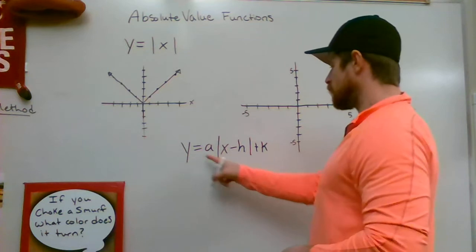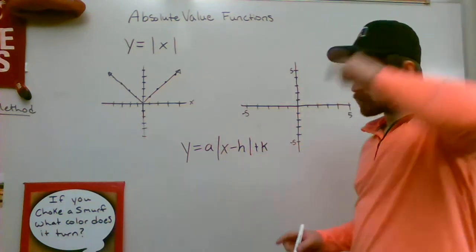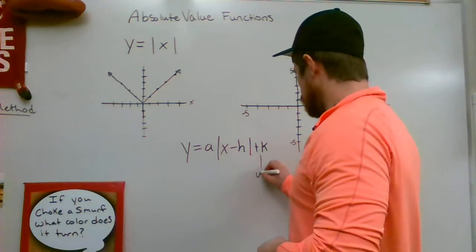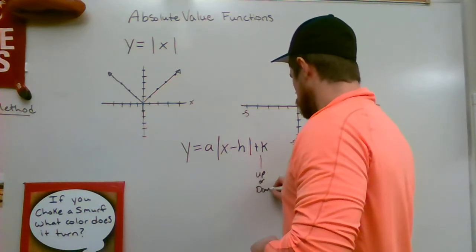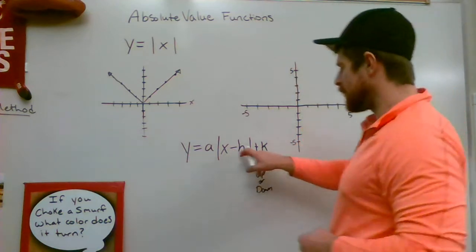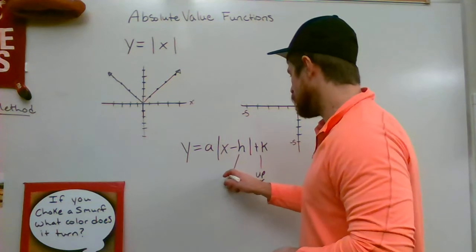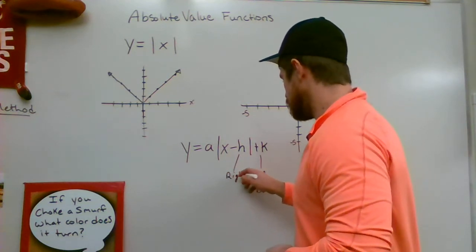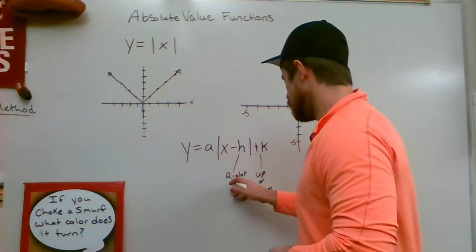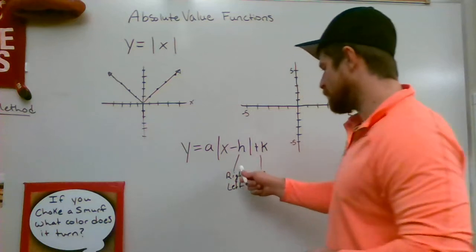Each one of these, A, H, and K, tells us something to do. In my previous video, I showed you that the K tells us how to go up or down. If it's positive, we're going up. If it's negative, we're going down. Negative H, because it says minus H, is the opposite. So if it says minus, you're actually going to the right. If it says add or positive, you're going to the left. So you've got to think opposite with that one.